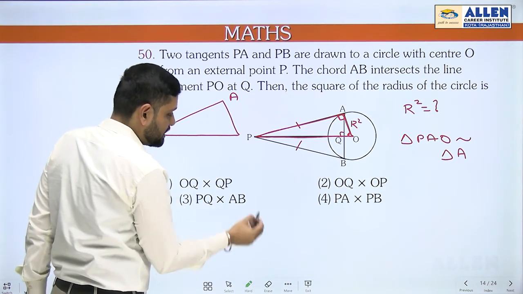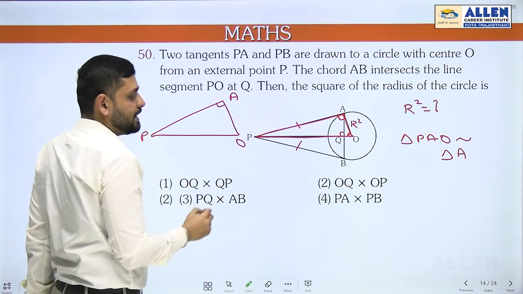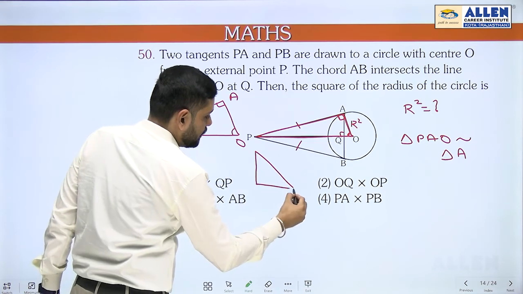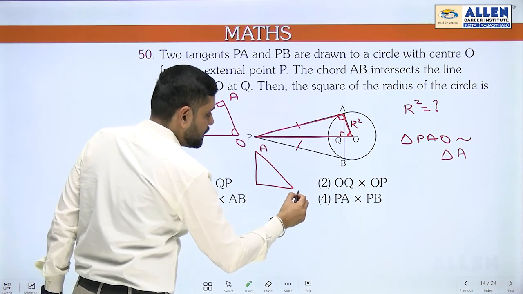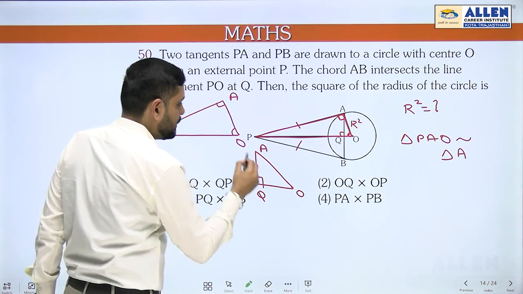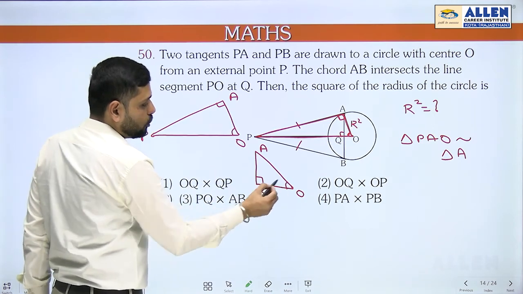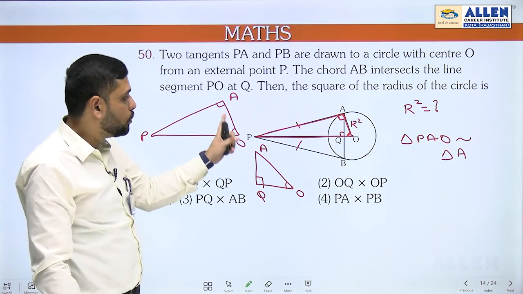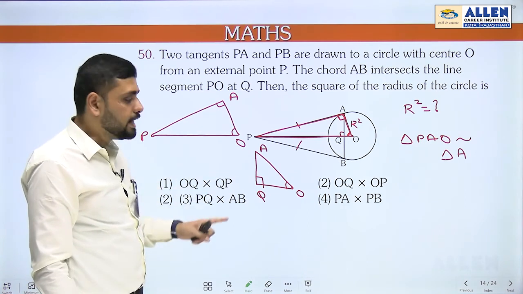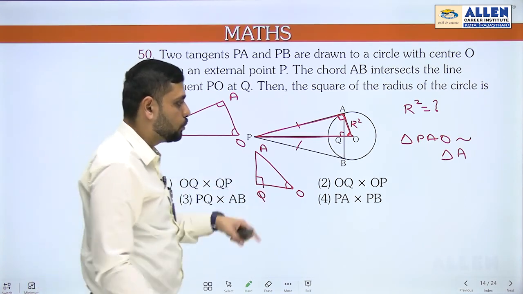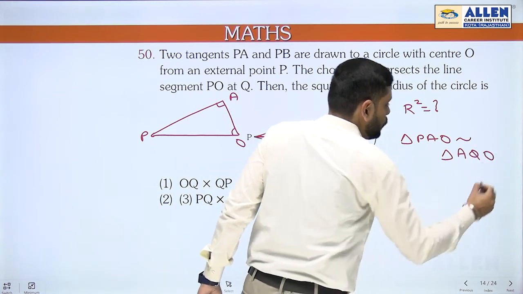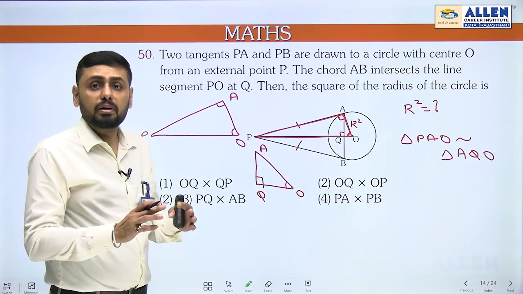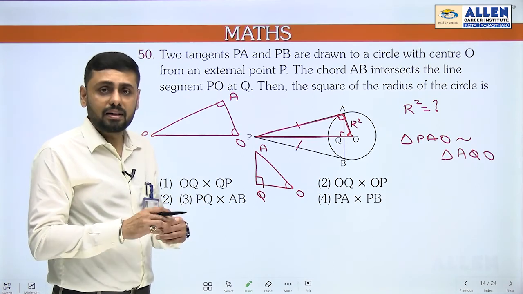Let's make the figure separately. Here this angle is 90 degrees, and it is equal to the angle in the other triangle. The other triangle is AOQ, where it is 90-90 and this angle is common. So if we are taking triangle PAO, then here we need to take the triangle AQO, not AOQ. The order should be maintained to get the proper and correct answer.